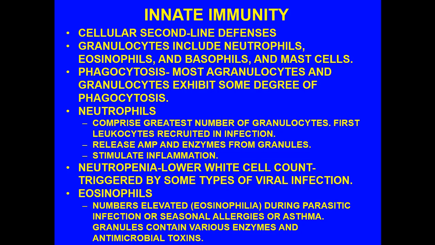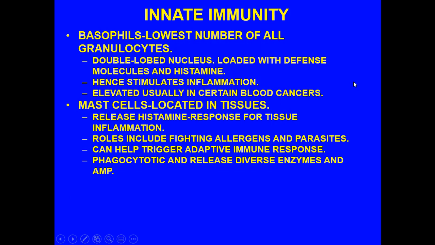Eosinophils, I've pretty much given it to you before. If you have a high number of eosinophils, you've got a parasitic infection. A lot of times that will be parasitic worms, by the way. The granules will contain various enzymes and antimicrobial toxins. Basophils have a double-lobed nucleus, loaded with defense molecules and histamine. Hence, this stimulates inflammation. When basophils are elevated, it's usually with very rare types of blood cancers.